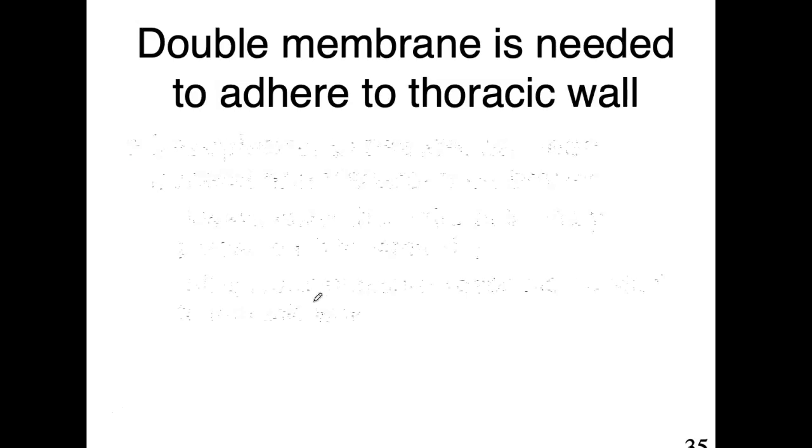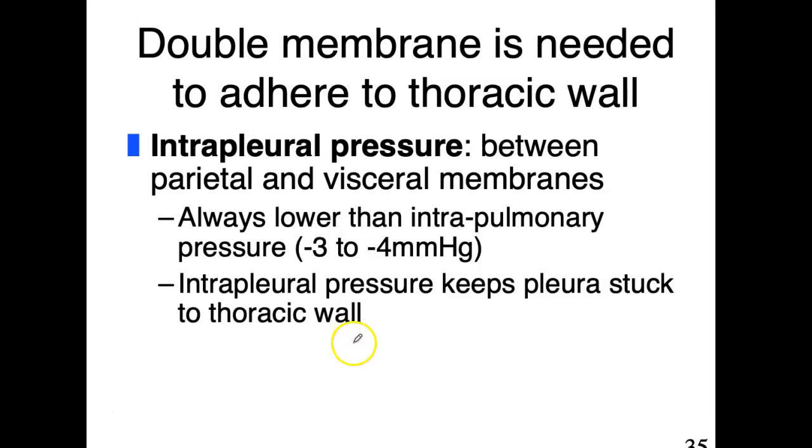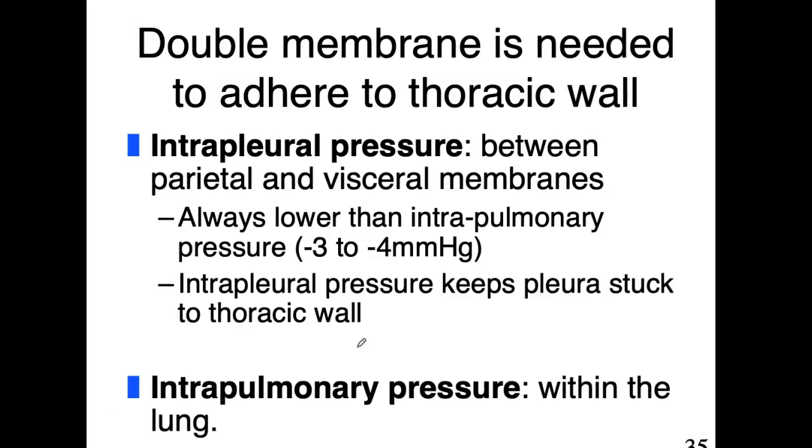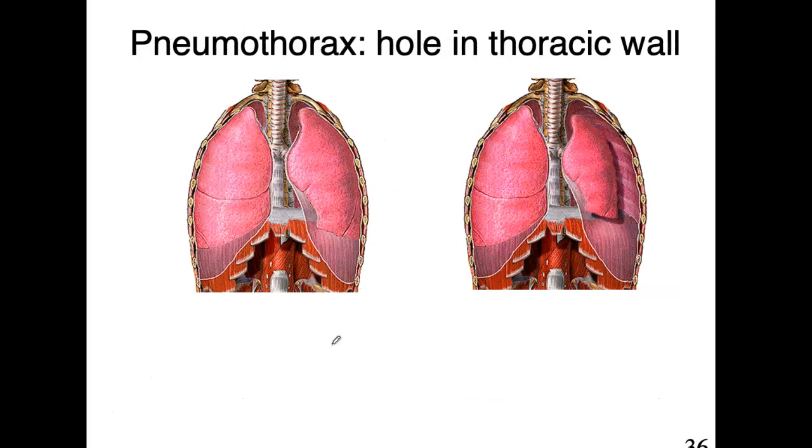This double membrane is needed to adhere to the wall, so this is written out for you. The intrapleural pressure is between the parietal and the visceral membranes, and it's always lower than that of the lung itself, anywhere from 3 to 4 millimeters of mercury lower. As a review, intrapulmonary pressure is the pressure within the lung itself. Very important, because this is what's going to keep your lung expanded. You need that negative pressure on the outside of the lung.